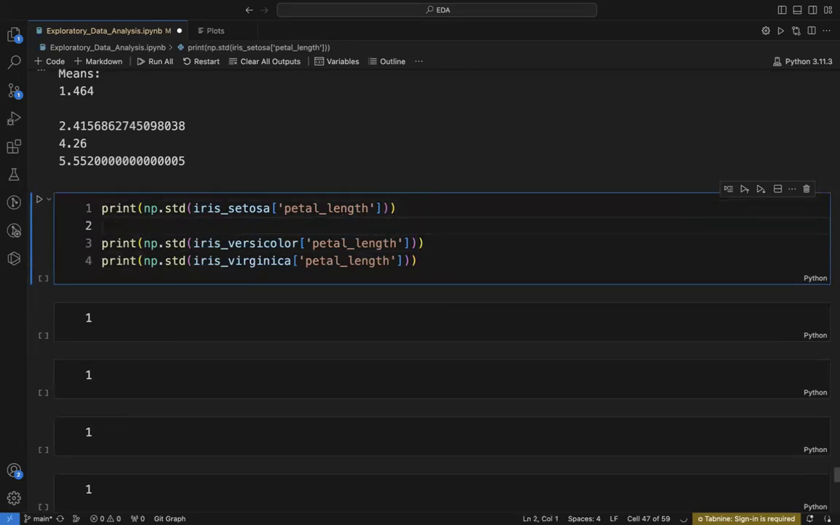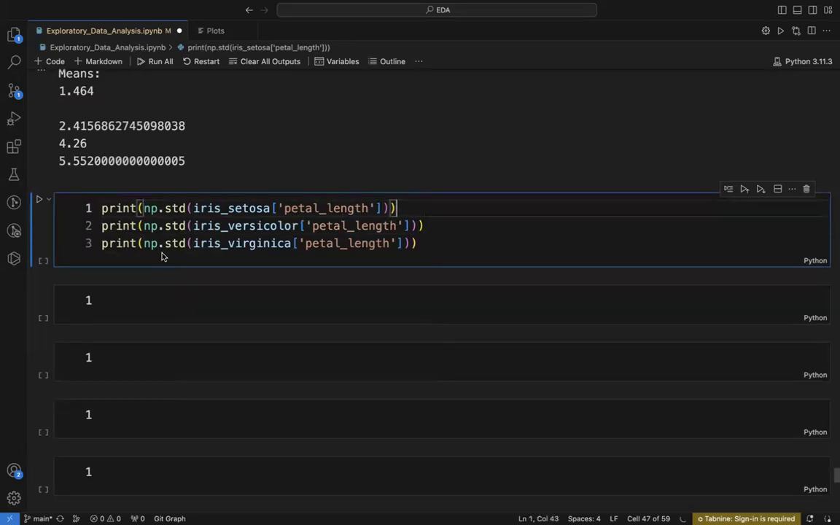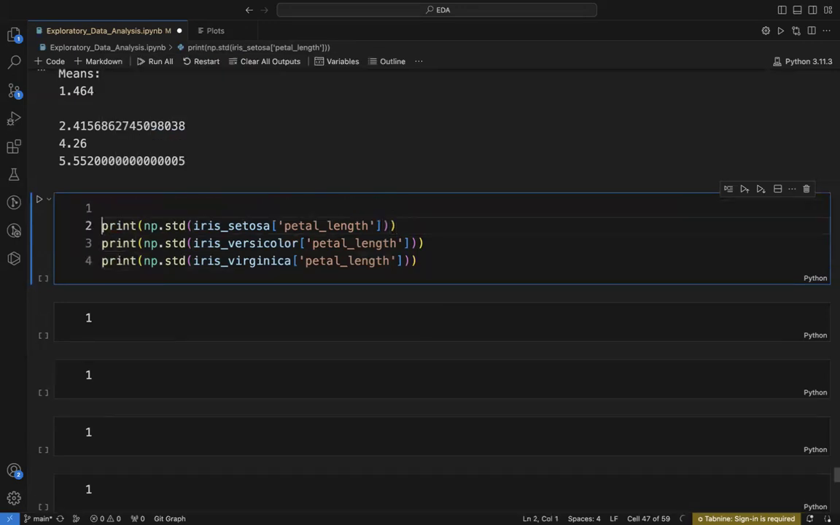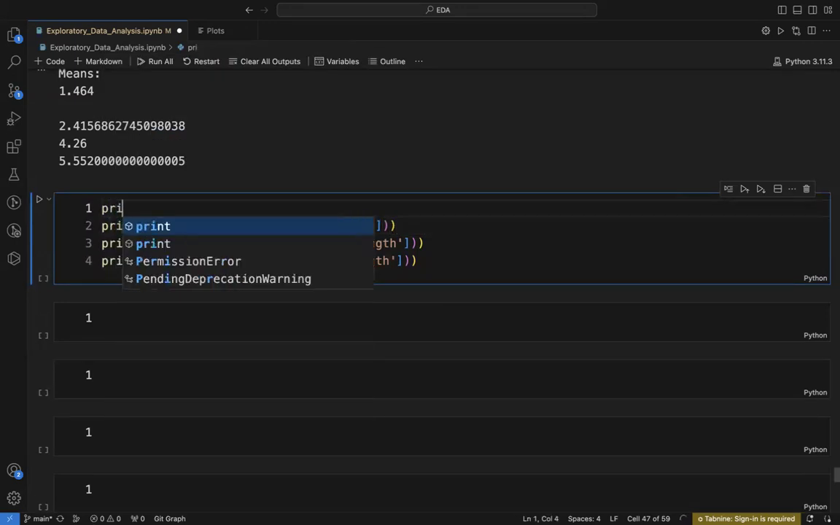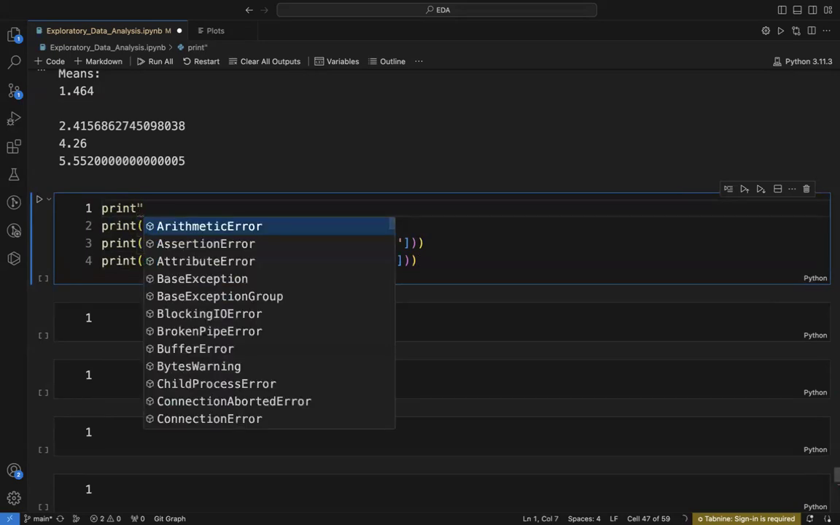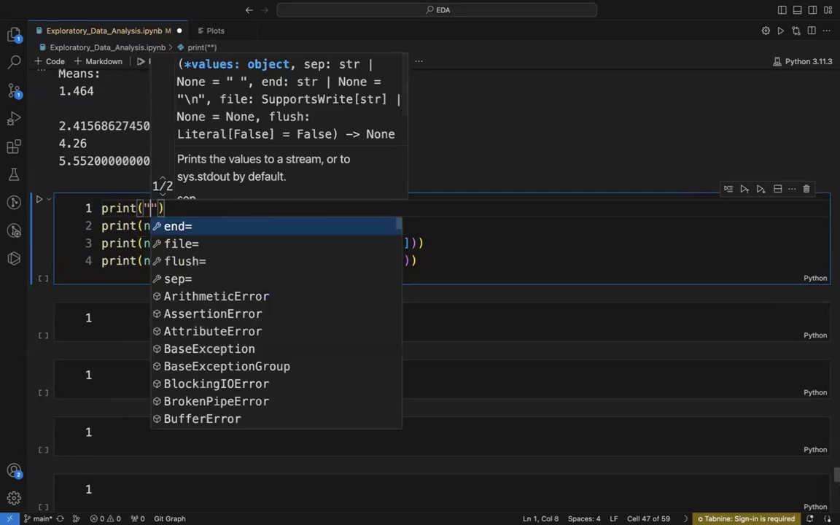In the first line, let's add one more print statement. Print standard deviation.